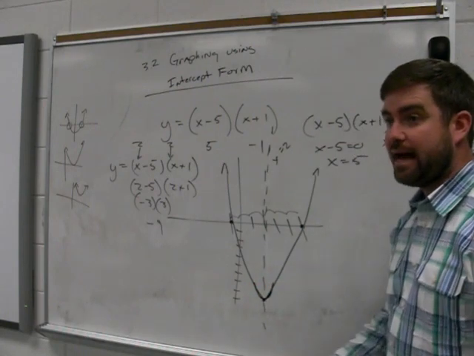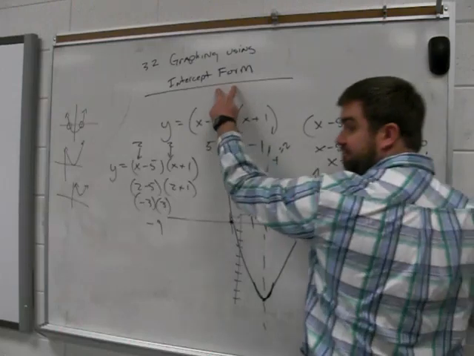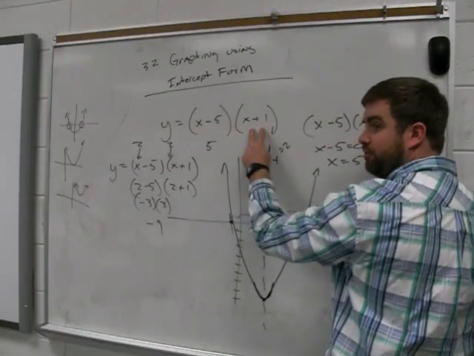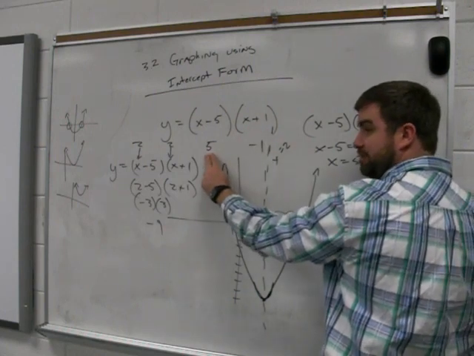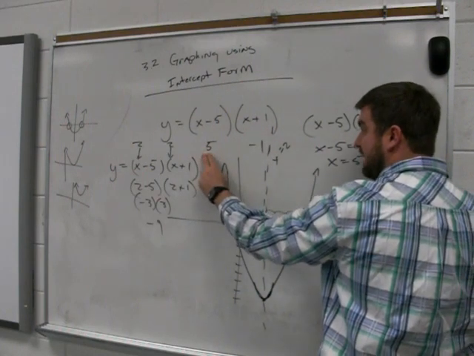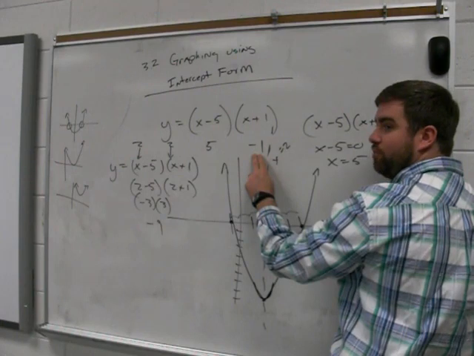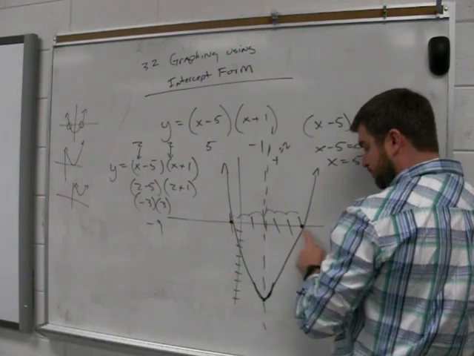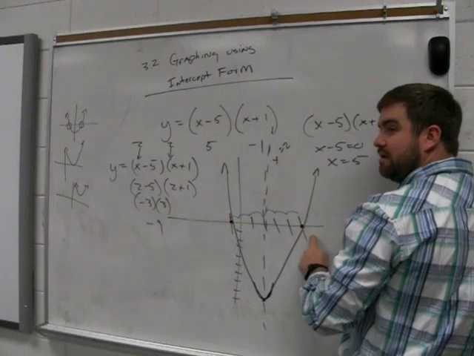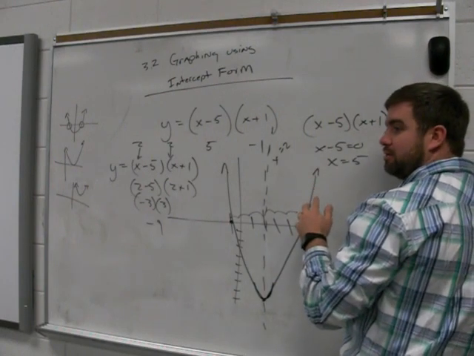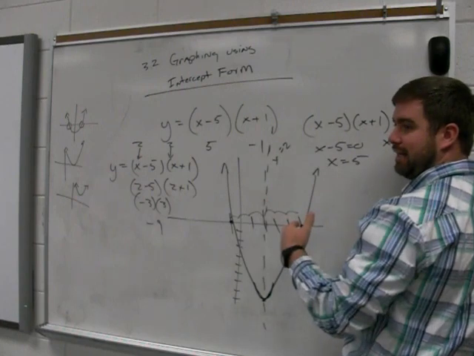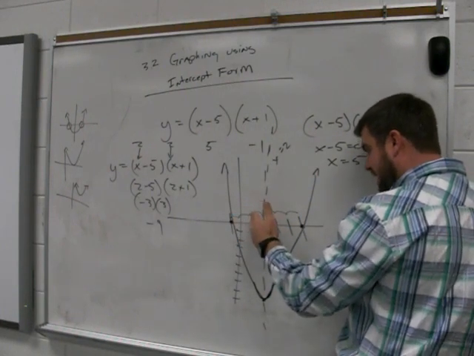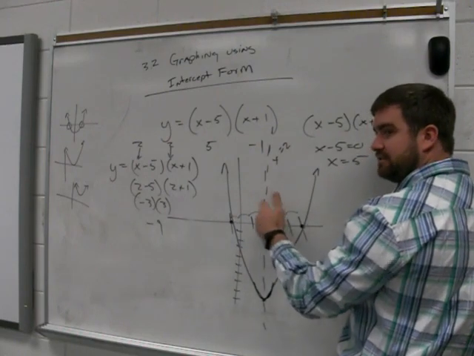All right, so let's recap. If it's in intercept form, it looks totally different than standard form, looks totally different than vertex form. Instantly, I should be able to tell my intercepts. I should be able to say, hey, 5 and negative 1 are my intercepts. I could plot those. There's negative 1, there's positive 5. Then comes the tricky part. I got to figure out where the middle is. Some of you were able to see that it's at positive 2. Some of you may have to do your little dashes and figure out where it is.